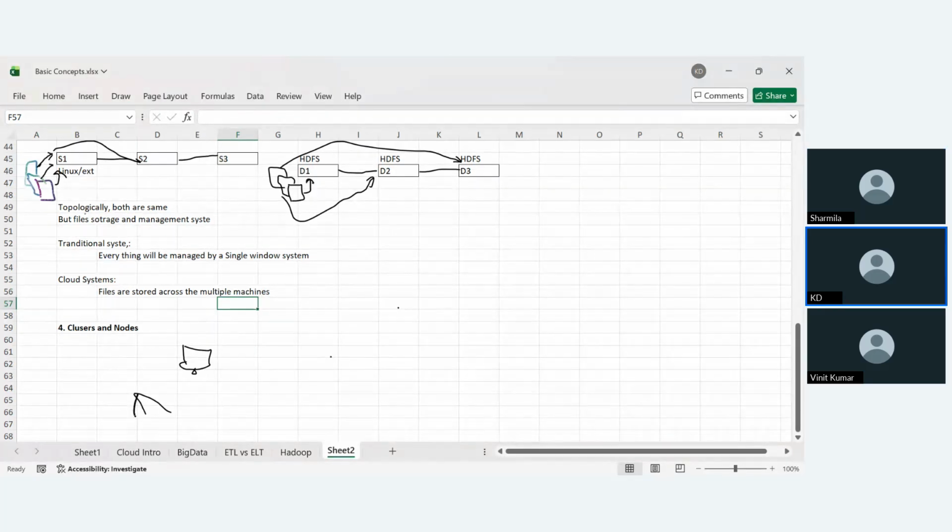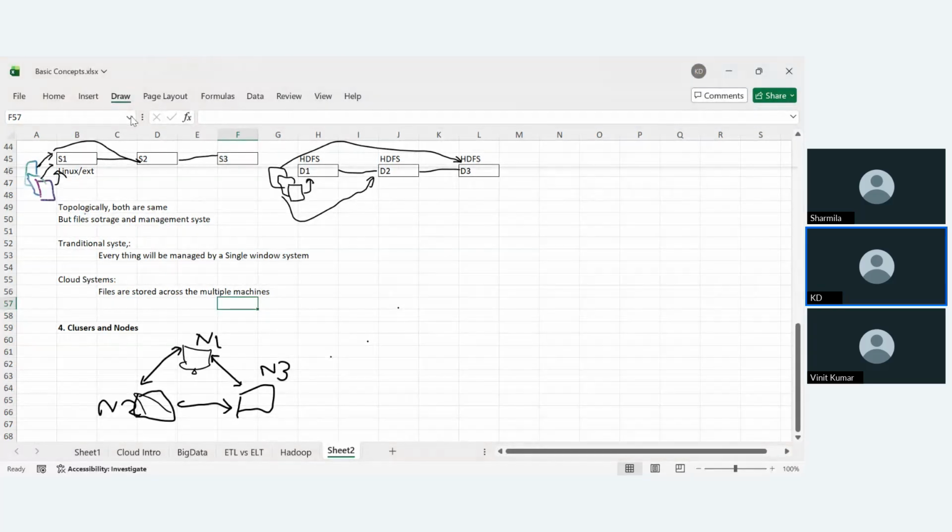Okay, so this is one system, this is our second system, and this is our third system. All these systems are connected together. Here the systems that store and process are known as nodes. So this is node 1, this is node 2, and this is node 3, right?